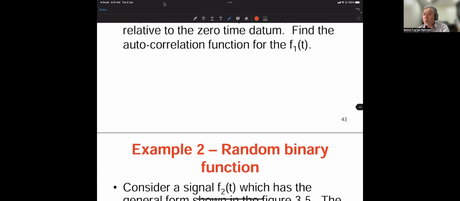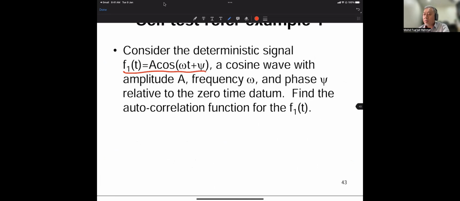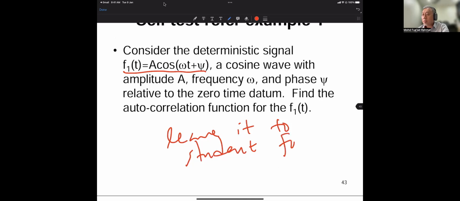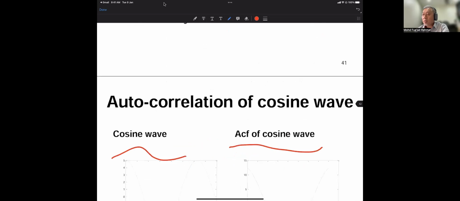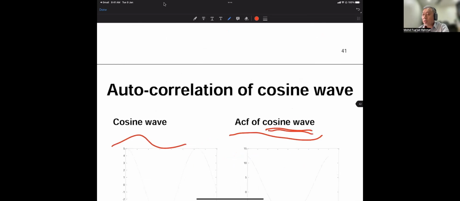We can prove it by this one, but I leave it to you. I leave it to students to derive. Follow the previous examples. The answer is a cosine wave.